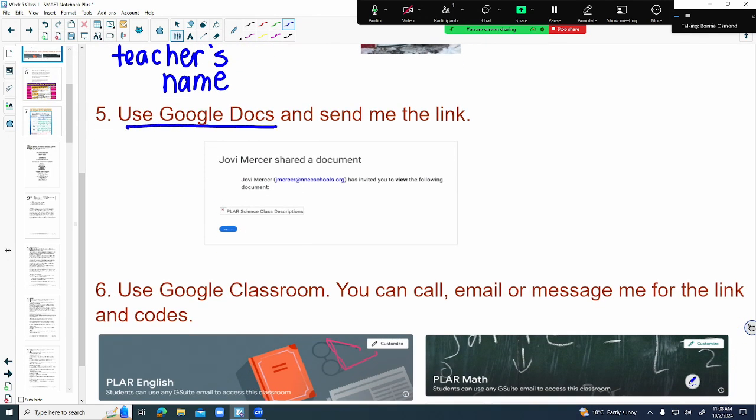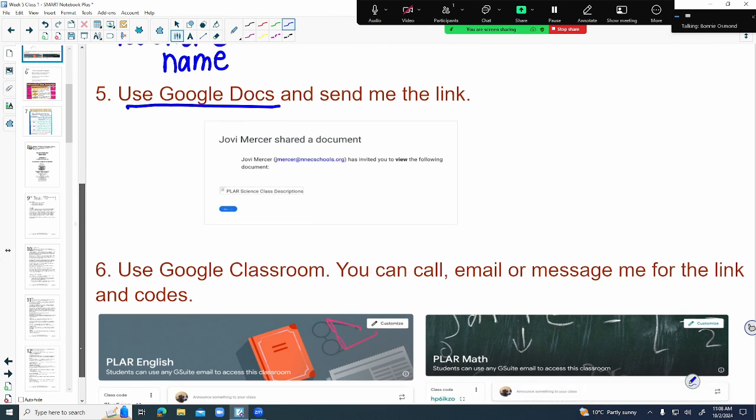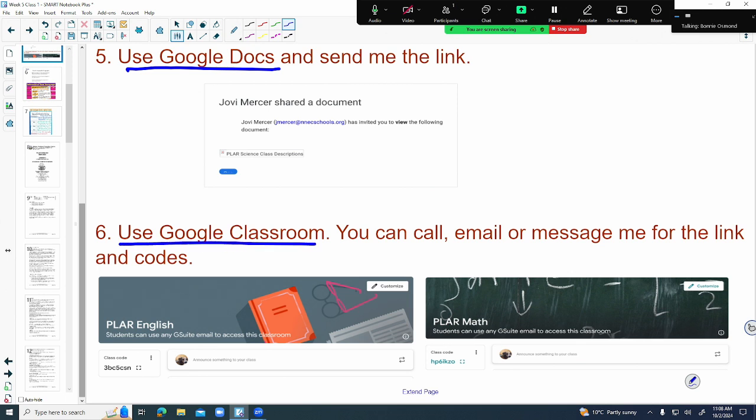You can also use Google Docs to do your work, and then you can send me a link. And you can use Google Classroom. So if you want to use Google Classroom, please contact me about that.